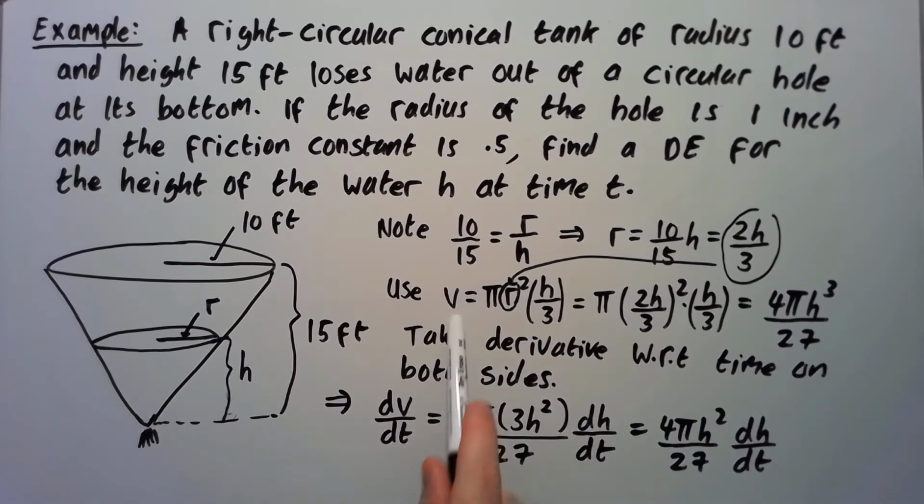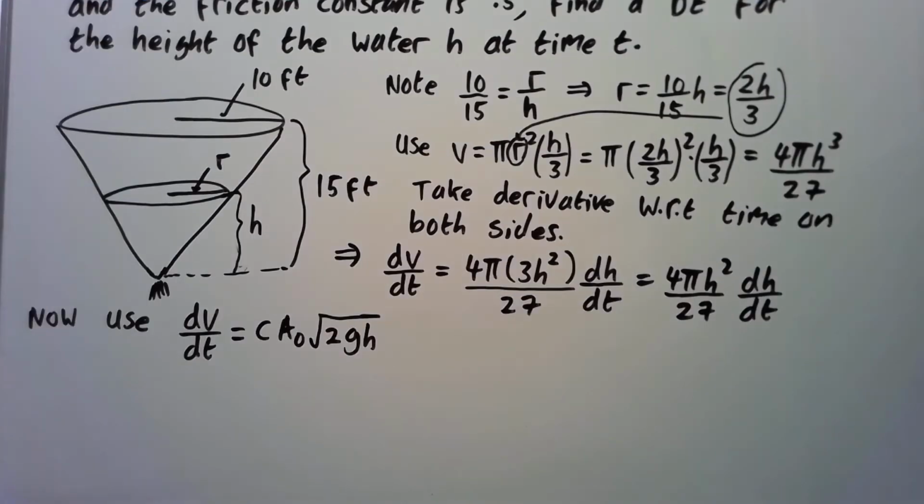Okay, so taking the derivative of V will be dV/dt, and taking the derivative of h cubed will be 3h squared times dh/dt, and this whole thing will reduce then to 4 pi h squared over 27 dh/dt. Okay, now in place of the dV/dt, we're going to make a substitution. For dV/dt, we're going to use the first equation I've written at the beginning of this video, that dV/dt equals C times the area of the hole times the square root of 2gh, where g is gravity. So here our C value is 0.5.